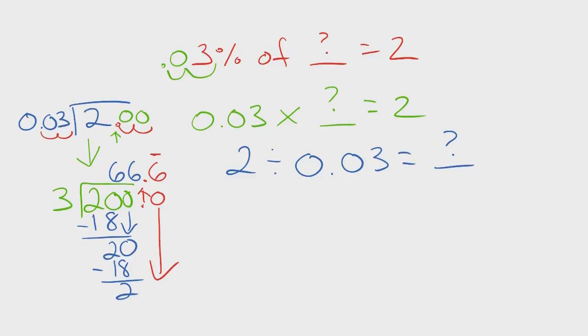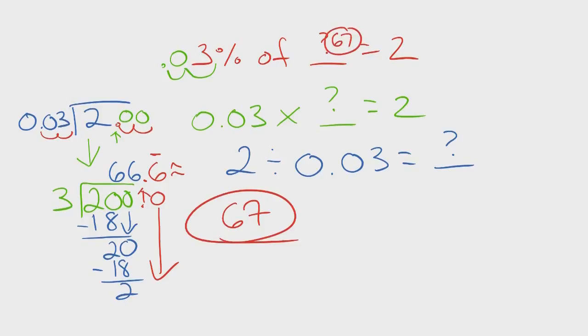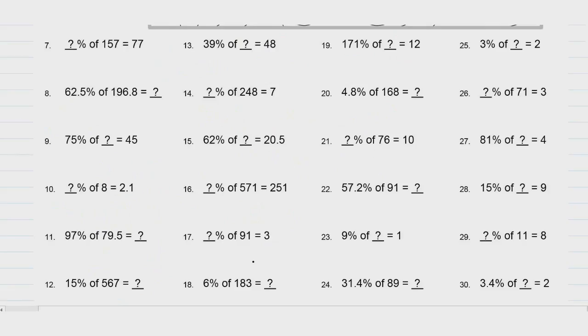It's going to go 6 forever and ever and ever. And we only need to estimate to the nearest whole number. And since 6 is greater than 5, we're going to change 66.6 to 67. So 3% of 67 right there equals 2. I come over here and I put 67 for the answer.